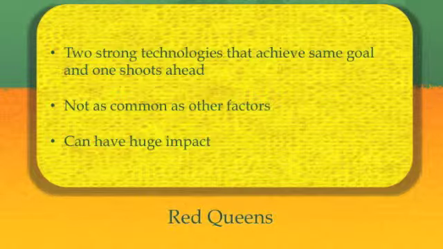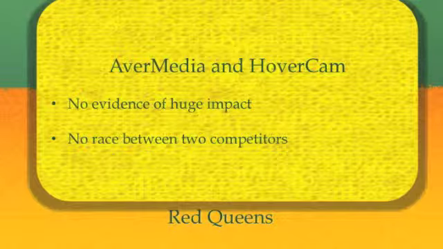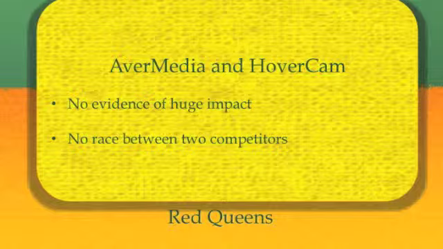Red queens occur less frequently than the other models. They have the potential of creating a huge impact. This term explains a competition where two innovations struggle to answer a need in technological development. One of the innovations wins out over the other and dominates the market. The Red Queen model does not apply in this situation. This is not a case where the innovation rushes ahead of the competition.